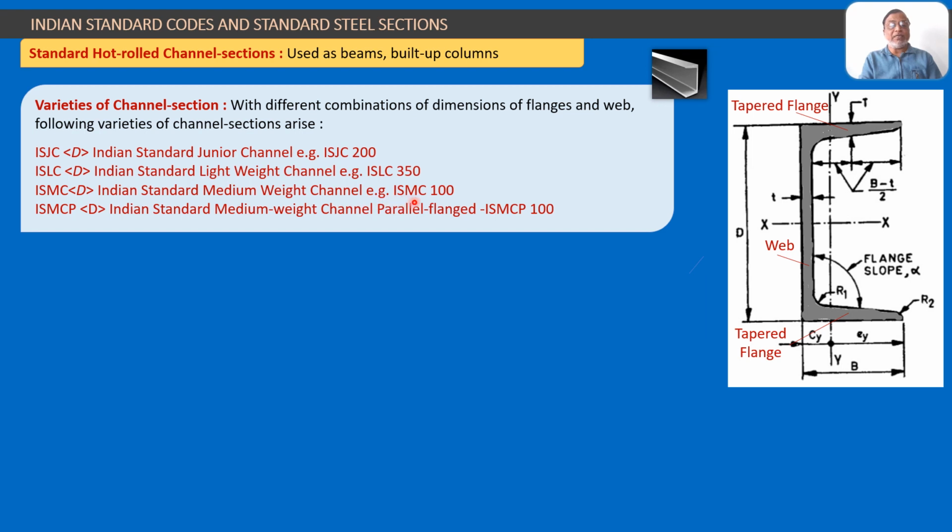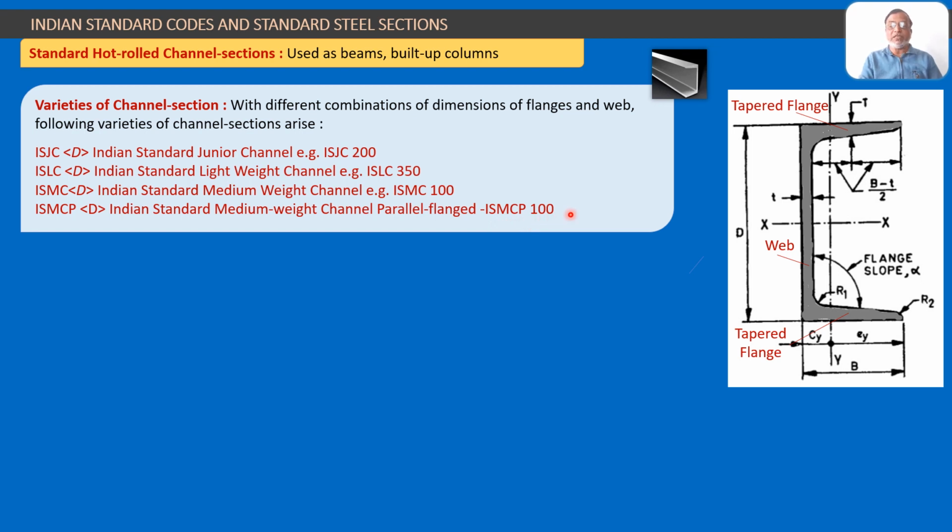For example, ISMC 100. Now we come across one more typical variety of this standard channel section. It is having 5 letters, ISMCP. What is the meaning? Indian Standard, M stands for medium weight, C stands for channel, but the P is additional. This P stands for parallel flanged. So this is ISMCP 100.